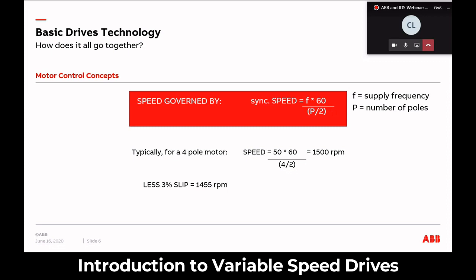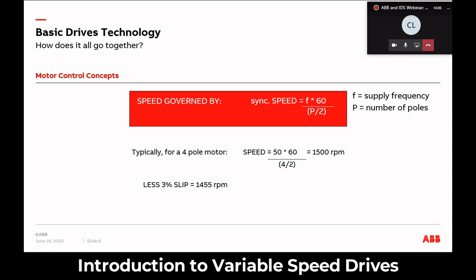Apologies about that, I think there was a slight sound issue. Going back to the equation, as we said, speed is governed by what we class as the synchronous speed, which is equal to our supply frequency times 60, all divided by the number of pairs of poles, so the number of poles divided by 2.